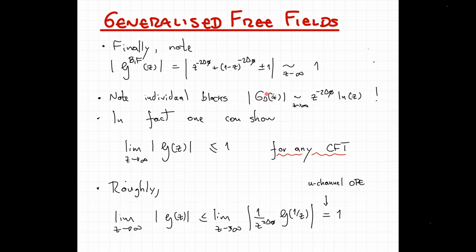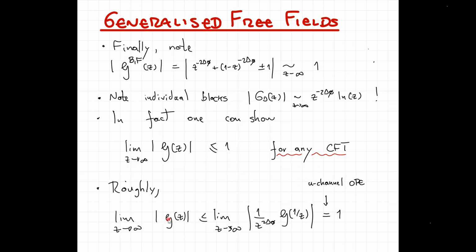Because the conformal blocks, if you look at how they behave at large z, then you again get this log, and there's this 1/(z^-2.5). So again, to get this behavior, you need to add up an infinite number of blocks. And in fact, you can show that, here I'm showing it for the generalized free field, but it's relatively easy to show that for any CFT, a correlator satisfies this property. Okay, so it's bounded by one.